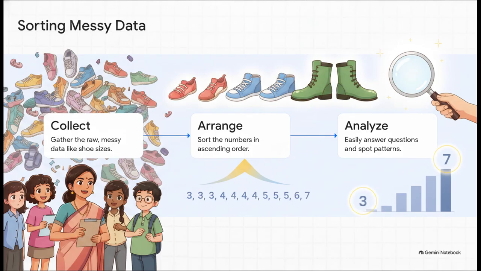What's the smallest size? Well, just look at the start of the list. It's a 3. The largest? Look right at the end. It's a 7. Organizing your data is a lot like cleaning your room. Suddenly, everything is just so much easier to find.